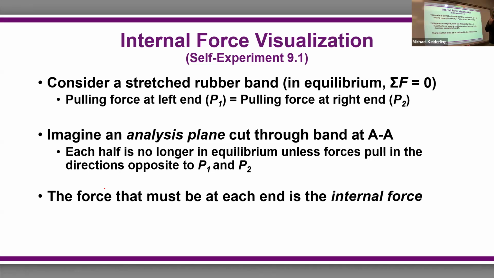And if we cut a slice through this rubber band, each half is no longer in equilibrium unless forces pull in the directions opposite to the pulling force to the left end and the pulling force to the right end. And so the force that needs to be at each end is the internal force, and you can calculate that. In general, if you have a nice even thing, it's just going to be the same as the pulling force.